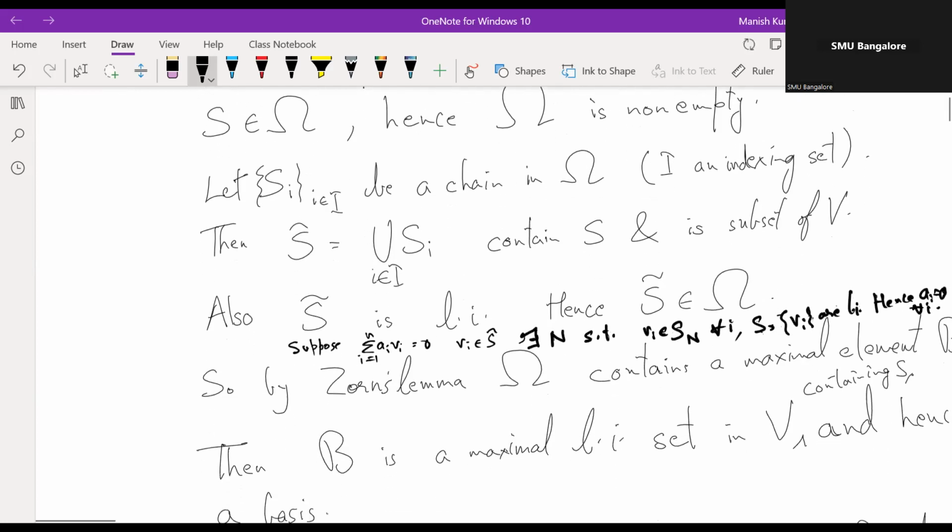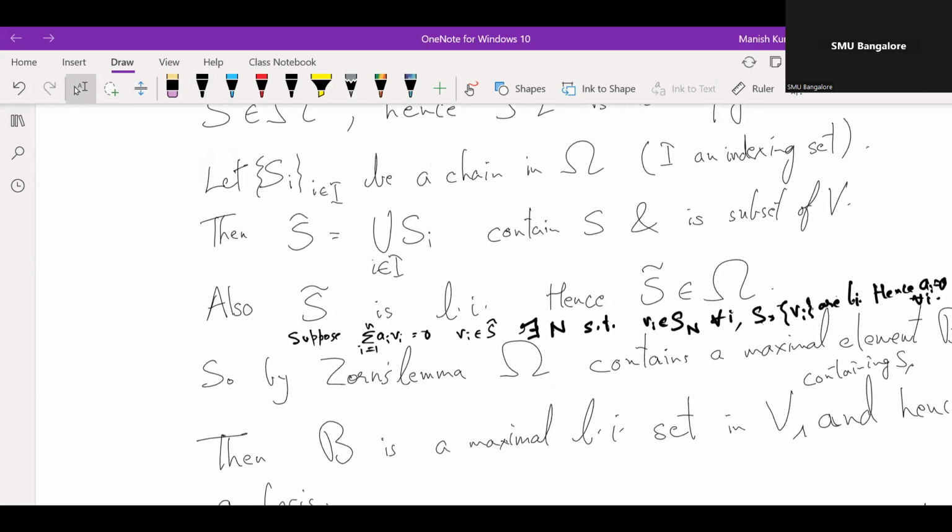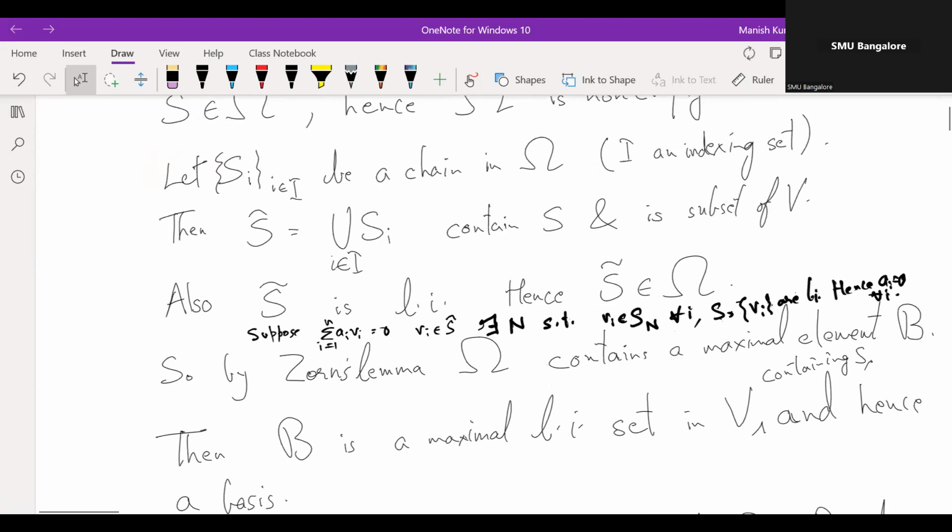So now we can apply Zorn's lemma to say that omega contains a maximal element, which maybe we will call B. This B is a maximal linearly independent set in V by definition, right? It is by Zorn's lemma. We have chosen a maximal element. It contains a maximal element, so B is maximal.